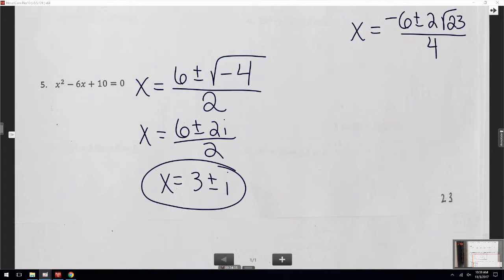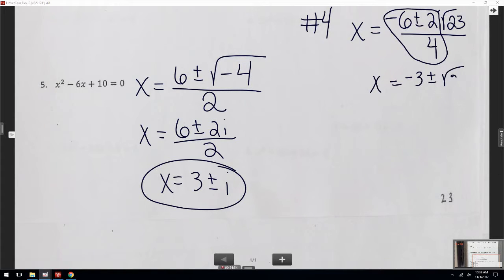Over 4? Man, wow, I didn't even check that. Okay, so go back to number 4. Go back to number 4, okay, guys? Look at these numbers that do not have square roots. What do you notice about all 3 of those? Divide by 2. I'm so sorry I did not catch that. There we go. That should be your answer on number 4.